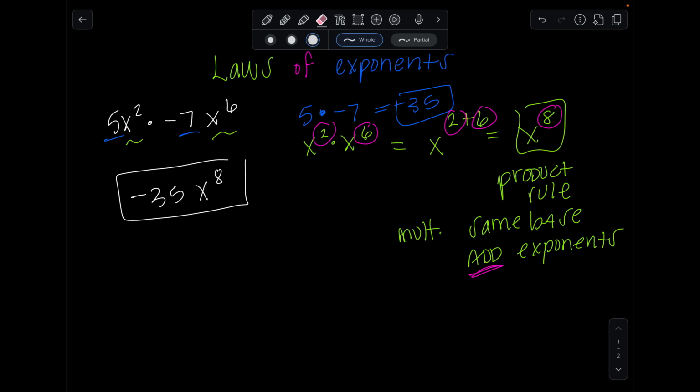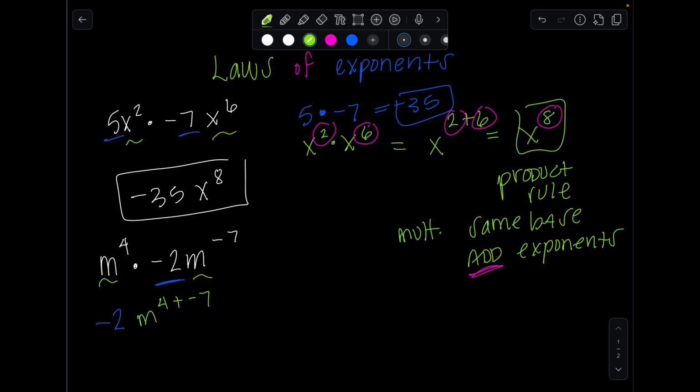All right, next law. Let's go ahead and actually do this one. Let's say we have m to the 4th power times negative 2m to the negative 7 power. It's the same thing. You're going to underline your negative 2 there because that's a big number, a coefficient. Just drop it low. And then you're going to squiggle the m. So that's m to the 4th plus negative 7. You add the exponents.